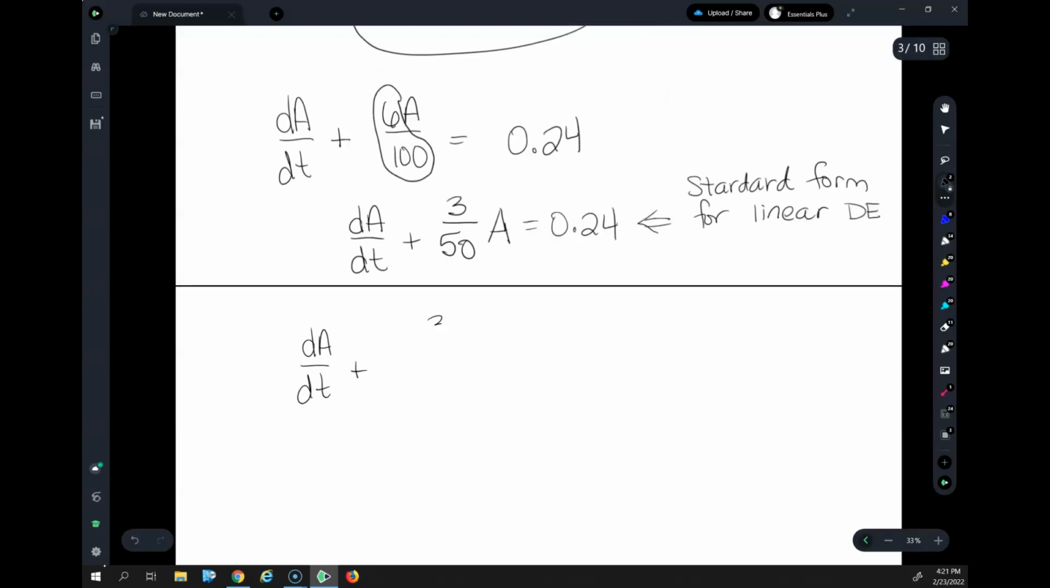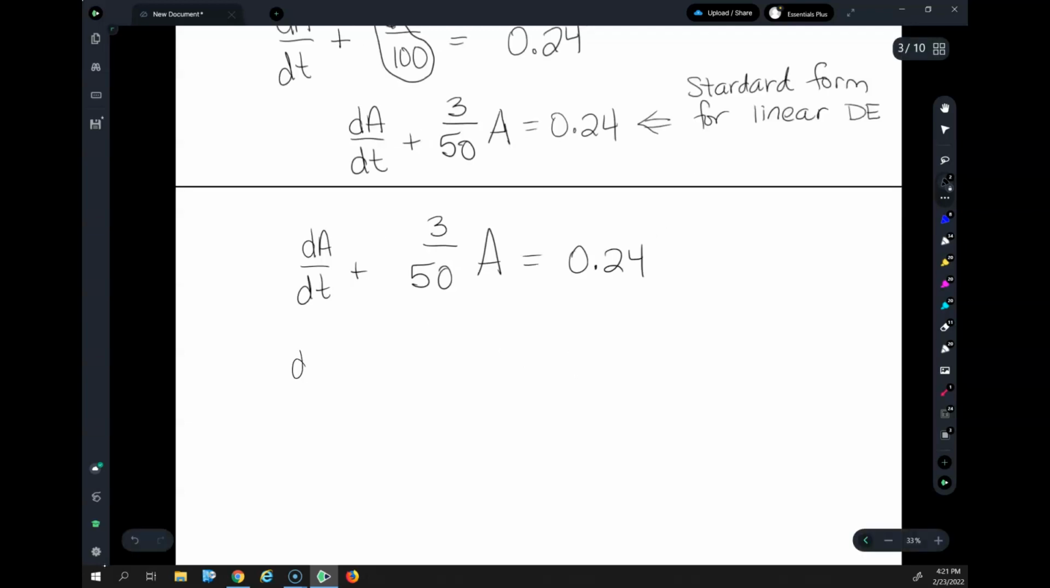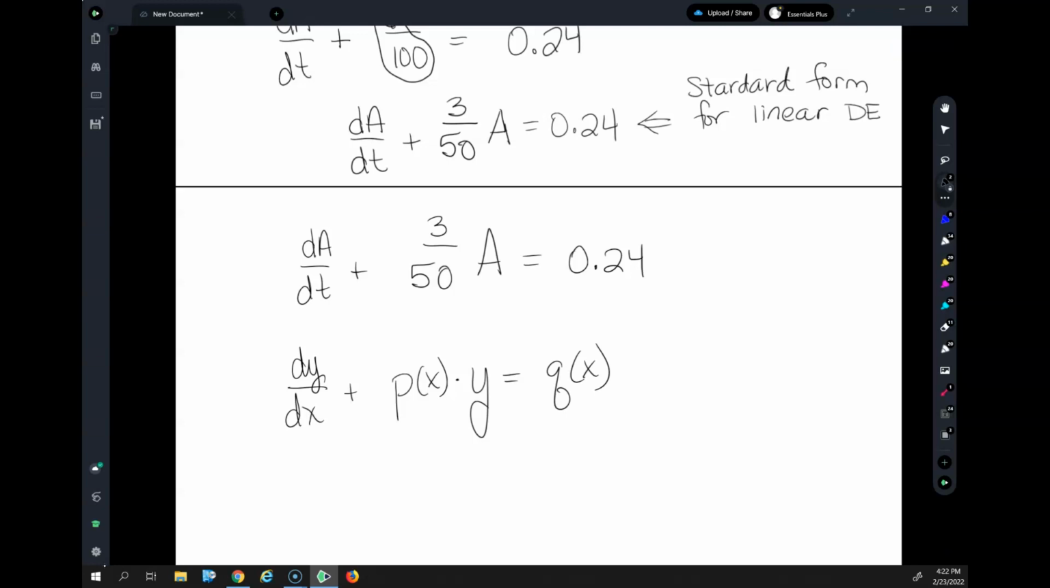So we've got a derivative plus some p function times the original function equals the q function. When we first learned this, we had dy/dx plus p of x times y equals q of x. That is the standard form for a linear differential equation, and all we've done is change the variables. Instead of y, we have A. Instead of x, we have t.